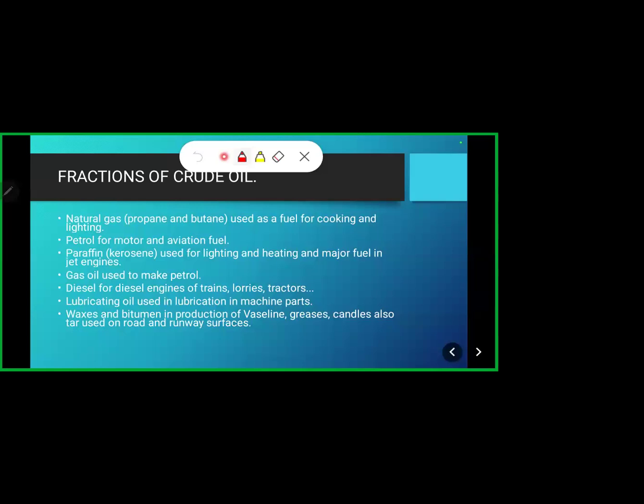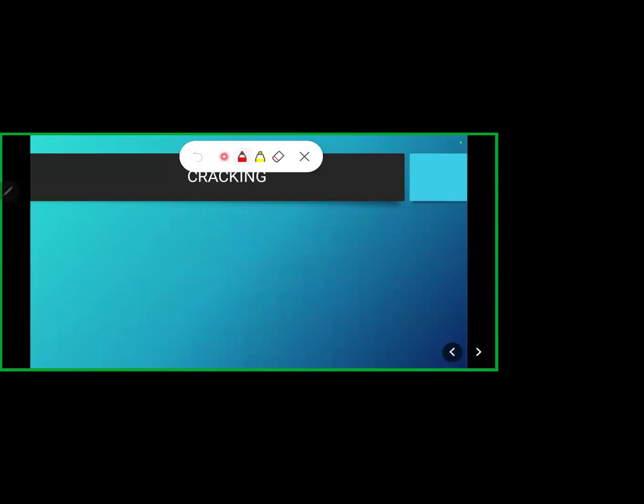Okay, since we had already gone over that, I've mentioned that gas oil, or what we call fuel oil, is used to manufacture petrol. Remember, petrol is widely used even here in Uganda. You notice that some of the vehicles use petrol, some of the engines use petrol. So petrol is in high demand.